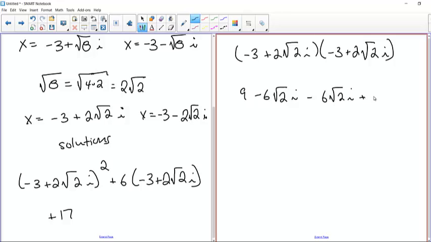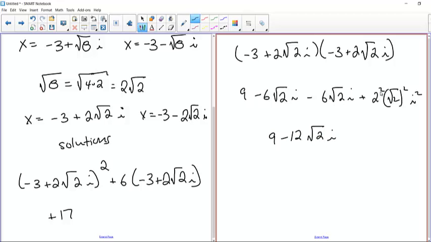So you'll get plus 2 squared, square root of 2 squared, i squared. So you get 2 times 2 is 2 squared, square root of 2 times square root of 2 is square root of 2 squared, and i times i is i squared. Okay, so that's just multiplying out this thing here. Let's simplify before we plug it in. So you're going to have 9 minus 12 square root of 2 i.